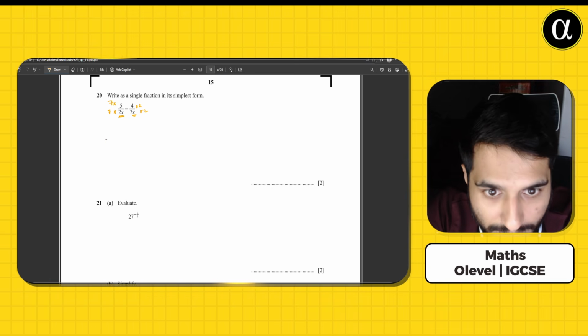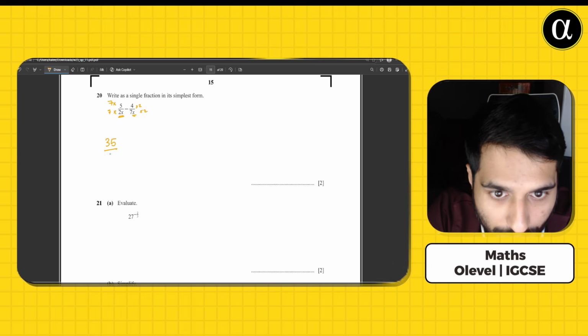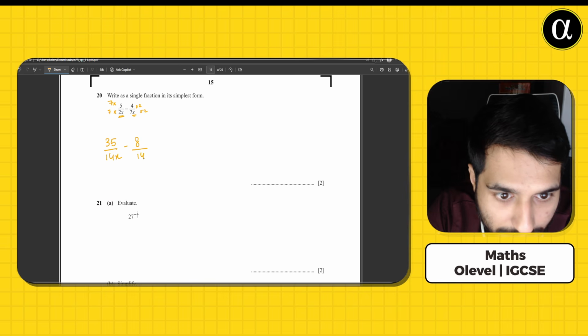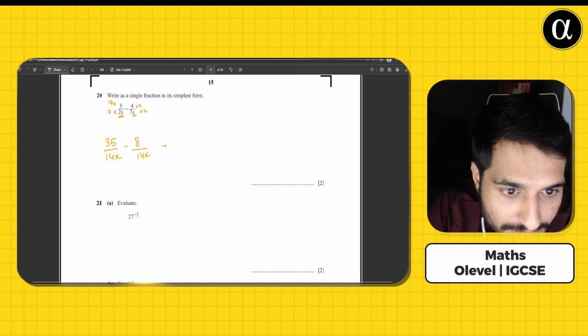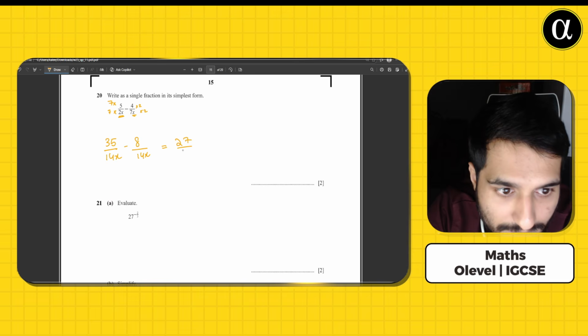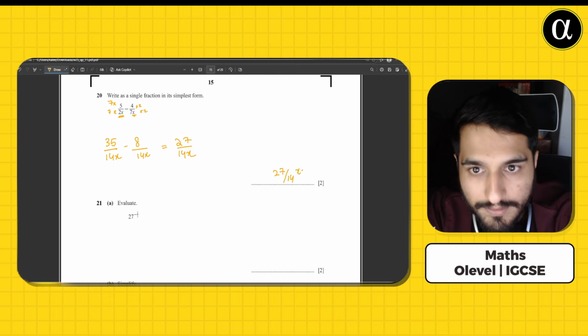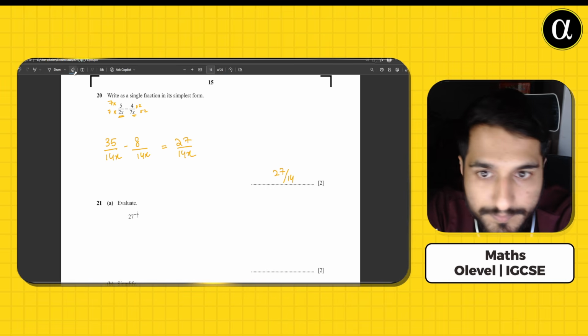7 times 5 is what? That is 35 over 14x minus 4 2s are 8 over 14x, and what is 35 minus 8? That is 27 over 14x. That's going to be the answer, right? Sorry, this x is going to be in the denominator, so let me write it here.